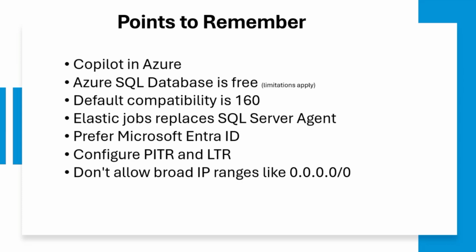And the last one is don't allow broad IP ranges, like the one which I showed, 0.0.0.0/0. If you do that by mistake, and this happens sometimes by mistake, right, that means your database is available to the whole internet, and that will be a hacker's dream and a CISO's nightmare. So just try to avoid any unnecessary things like that.